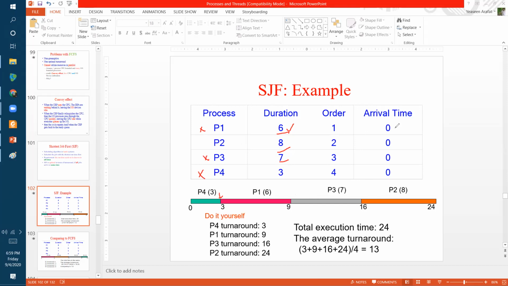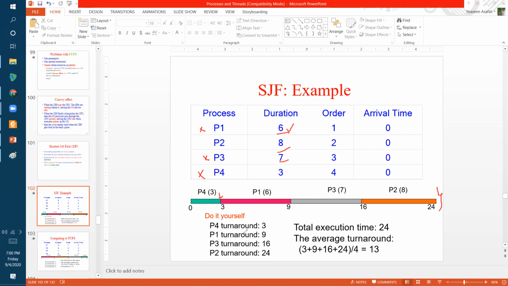So here the arrival time of all processes is the same, but the order of execution is not the same as the arrival order. P4 first gets the CPU, then P1, then P3 and P2. So it is based on the shortest duration time.